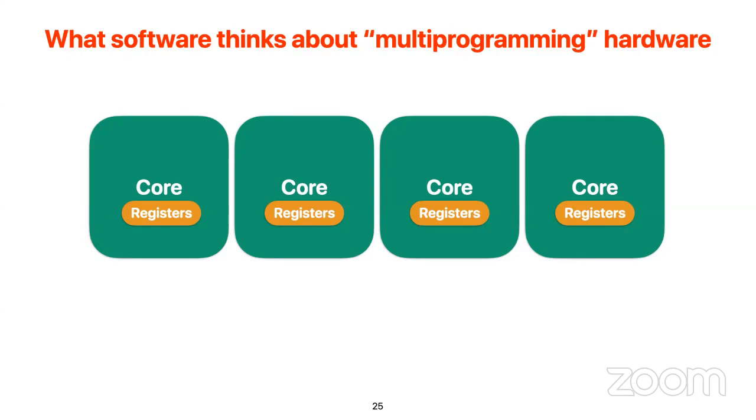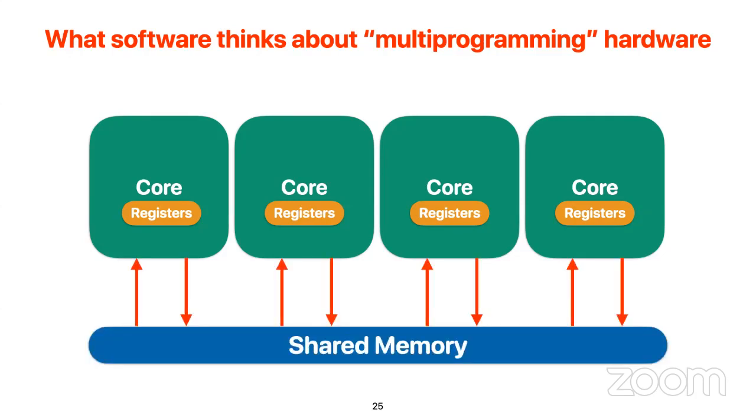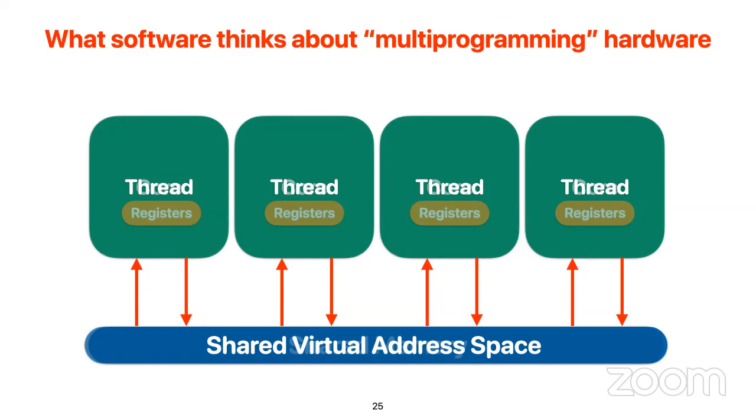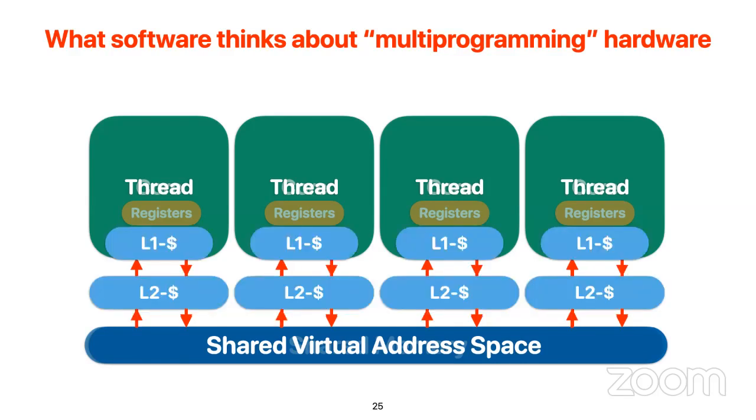Each core has its own registers, and we have shared memory, right? So that's what software thinks about multi-programming hardware. However, as I just demonstrated, they map the core into the abstraction of a thread and map the shared memory into a shared virtual address space. However, if you look at the hardware design, we actually have private caches in between. So the memory is not actually fully shared, right? That's why there is a mismatch between our imagination on the software side and what the underlying hardware is really doing.